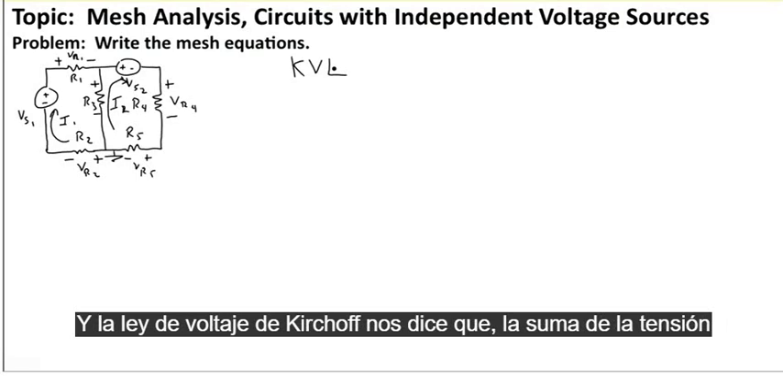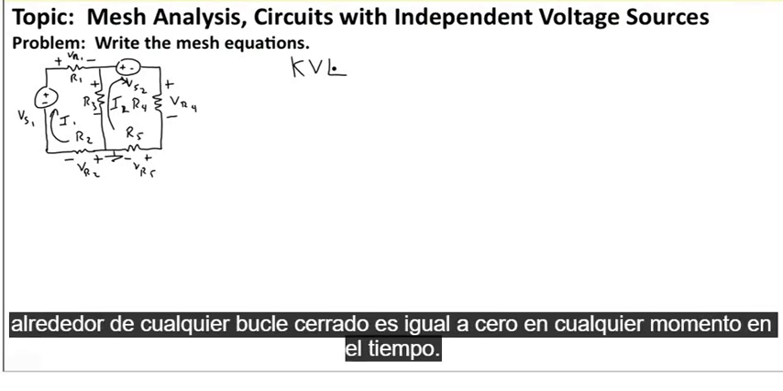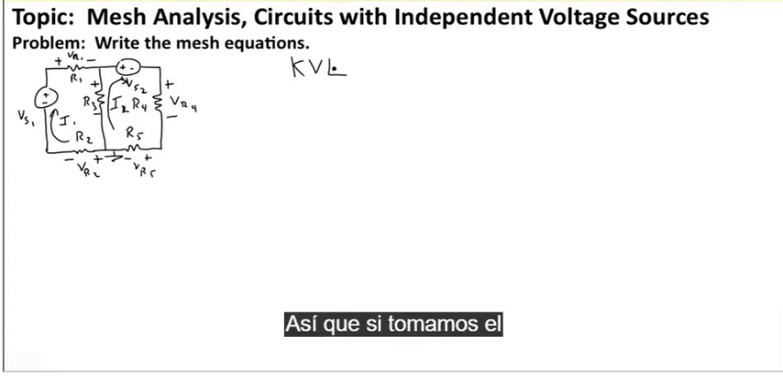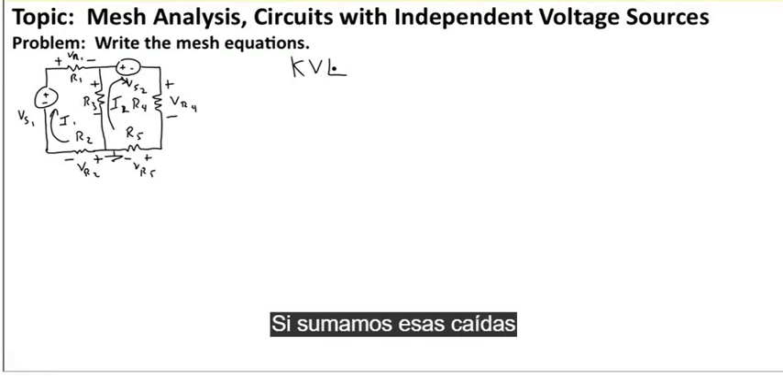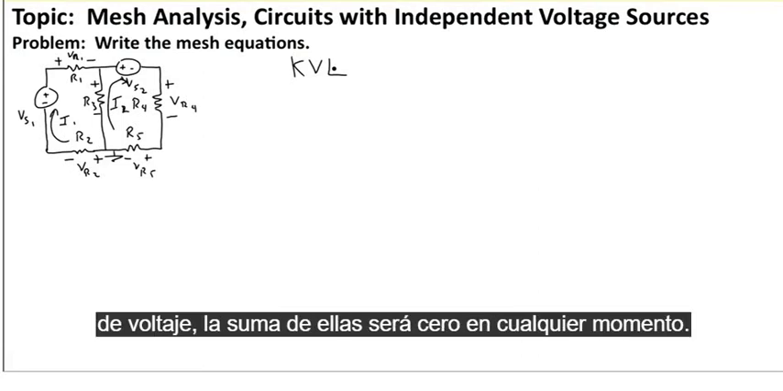Kirchhoff's voltage law tells us in a little bit different way that if we look at the sum of the voltage drops around any closed loop, it is equal to 0 at any instant in time. So whether we take loop 1, loop 2, or even if we choose the outside loop around the outside of the circuit, if we add up those voltage drops, the sum of them is going to be 0 at any instant in time. So let's do that in mesh 1.